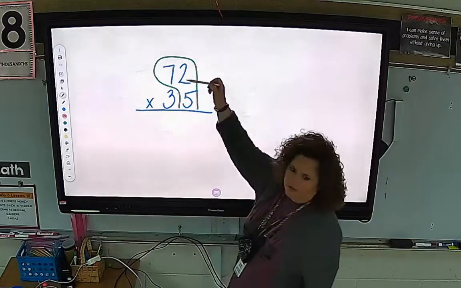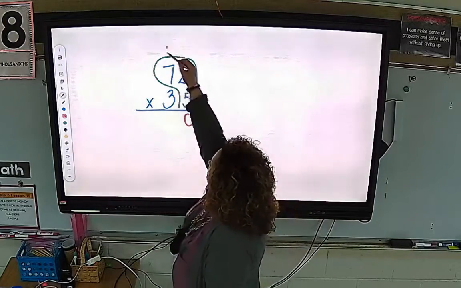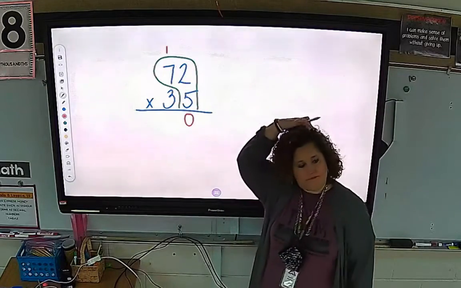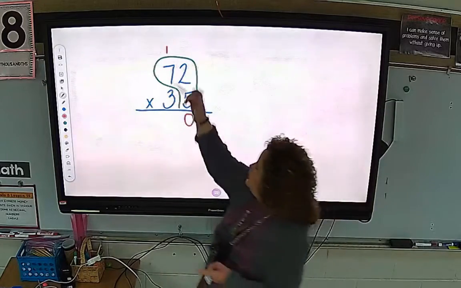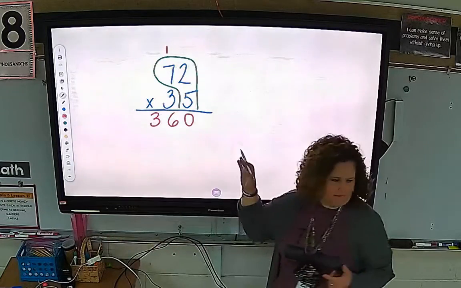Okay, 5 times 2 is 10. And put the 0 and carry the 1. What's 5 times 7? 35. 35 plus 1 more. 36. So your top row should be 360.